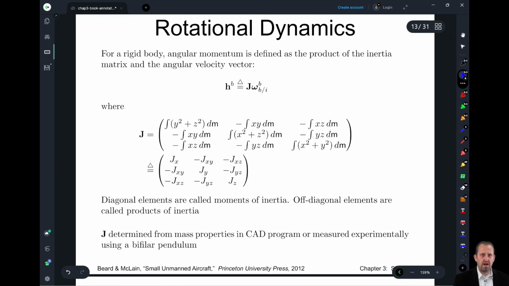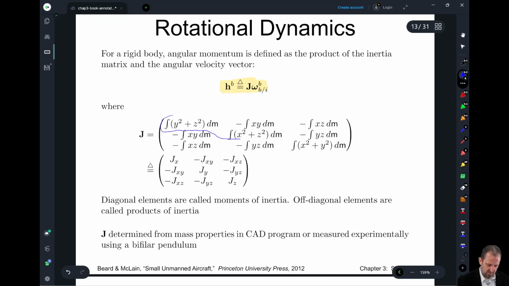In a rigid body, the angular momentum is just defined as the product of the inertia matrix and the angular velocity vector. This is a definition that we're going to get. So h super b is really straightforward to define in the body frame. It's just equal to our inertia matrix multiplied by our angular velocity. That's fantastic. The inertia matrix is well defined and studied.